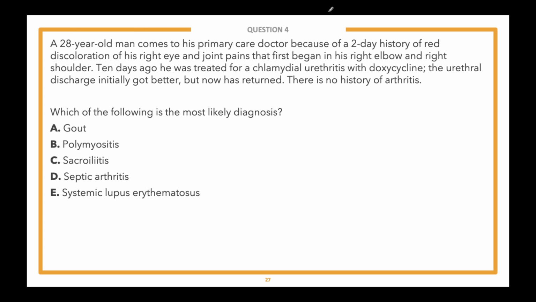So answer choice E, systemic lupus erythematosus. D, septic arthritis. C, sacroiliitis, B, polymyositis, and A, gout. So go ahead and select the answer choice you think is the best answer, and we'll talk about it in just a few seconds.